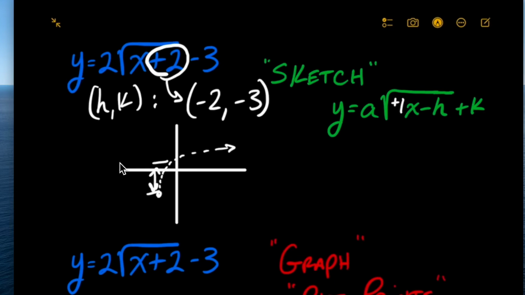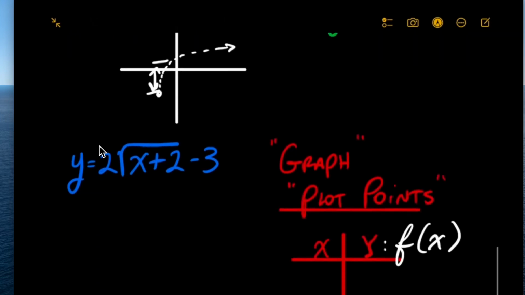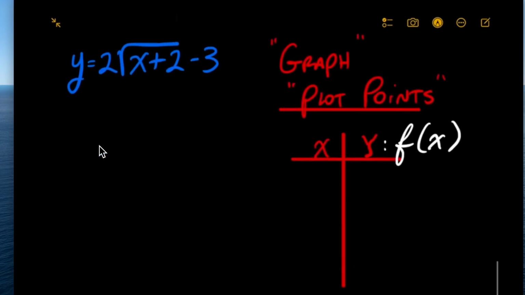And again, this bounce here is a little bit higher because there's a 2 out front rather than a 1. Now when you talk about graphing, you have to be more specific. And here we're going to plot points. And folks, what we're going to do is we're going to set the radicand to perfect squares. And we're going to pick x values that are strategic.